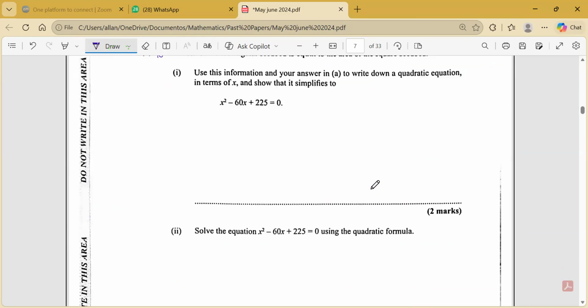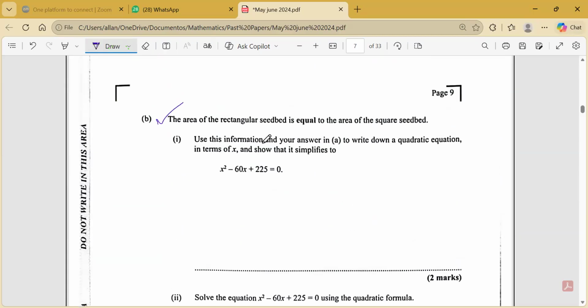Y squared. So they said the area of this square bed is equal to the area of the rectangular bed. So that's what they said here. Very important information. So 3x squared is equal to y squared. Everybody write that down. Very important. Use this information and your information in A to write down a quadratic expression in terms of x.